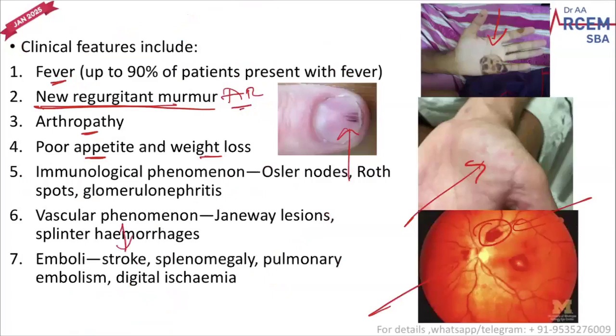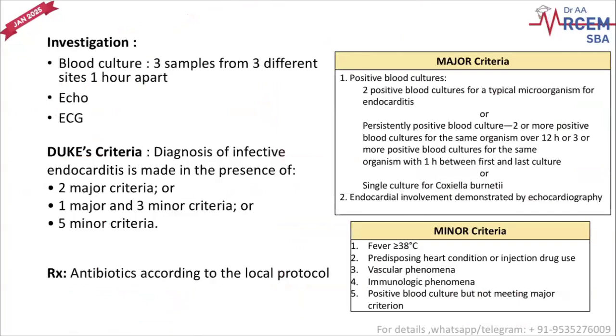Anywhere in the brain, any part of the blood supply can be involved, resulting in a stroke. They can also result in pulmonary emboli. They can result in digital ischemia also. Sometimes splenic infarction can occur, with splenomegaly also. Because of emboli and obstruction, initially the spleen enlarges, then it goes into self-infarction, then it reduces in size. So these are the clinical features you'll be seeing.